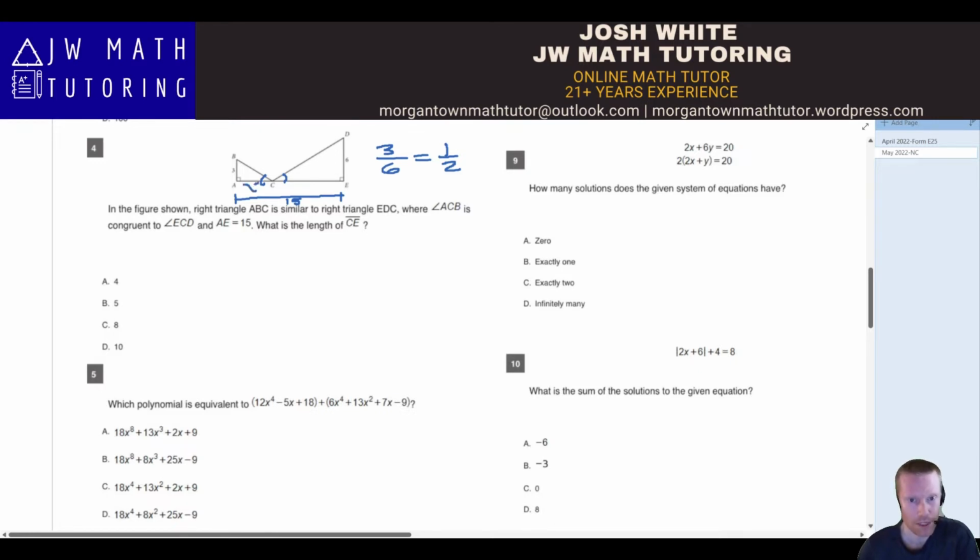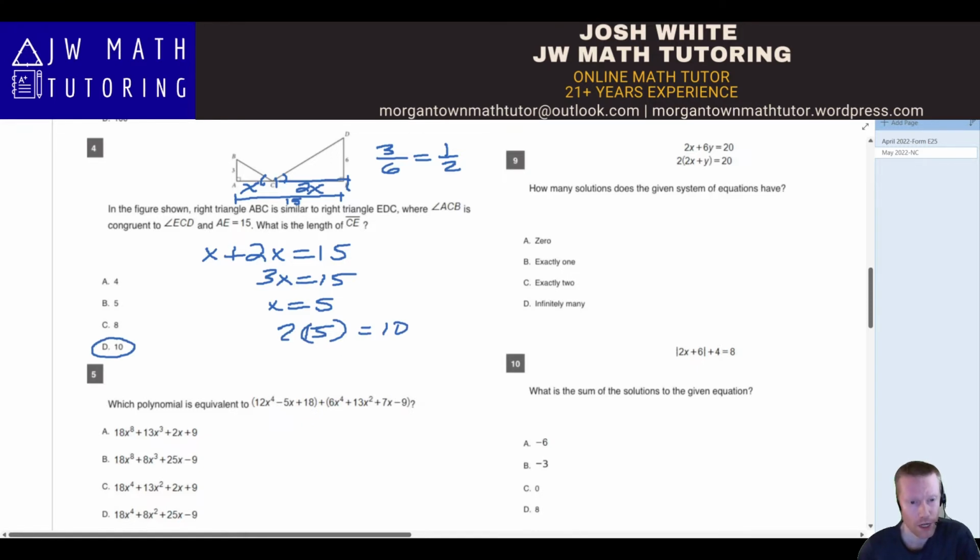So the traditional way to solve this would be to make this x, make this 2x, and then add them up and set them equal to the total length, which is 15. So you just get 3x equals 15, x equals 5. But notice they want CE, which is the larger side, so that is going to be 2 times 5, or 10. So the correct answer for this one is going to be letter D.